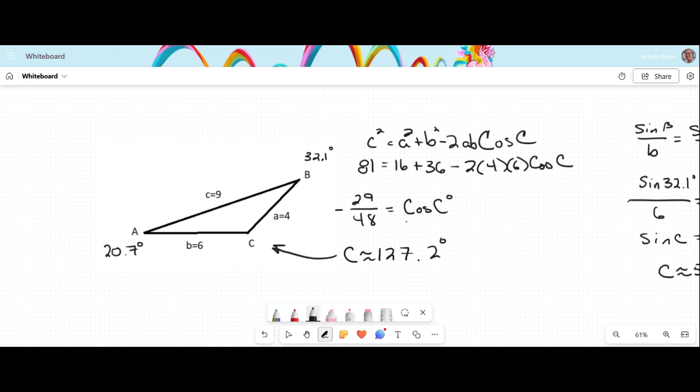So in conclusion, if you have side, side, side on a triangle, use the law of cosines twice. Don't try to do the law of cosines and then the law of sines and make mistakes like me. Also, make your triangle drawing a little bit more proportional than I did. So you can see that if you do use the law of sines, C is not closer to 57 degrees. It's closer to 127.2 degrees.